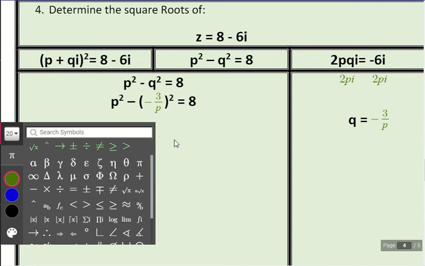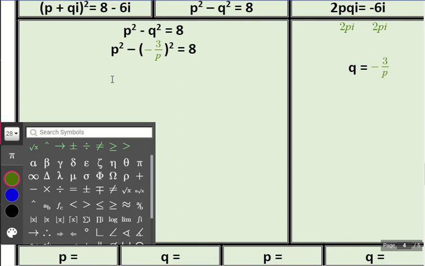Now, for the next line of our equation, we're just going to clean this up. So p squared minus, because we have the minus right here in front. Now we square that negative 3, and negative 3 times negative 3 is positive 9. And remember, our denominator is p times p, which is p squared. Equals 8.